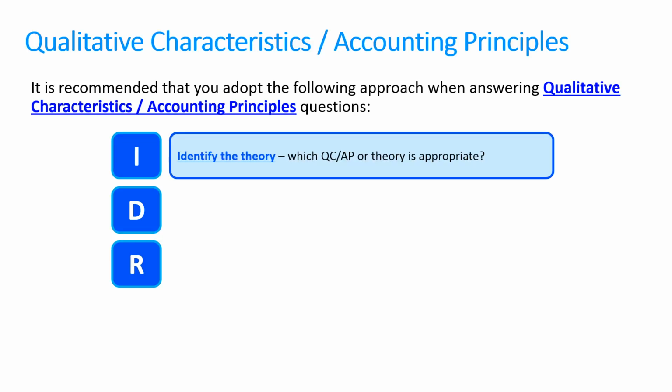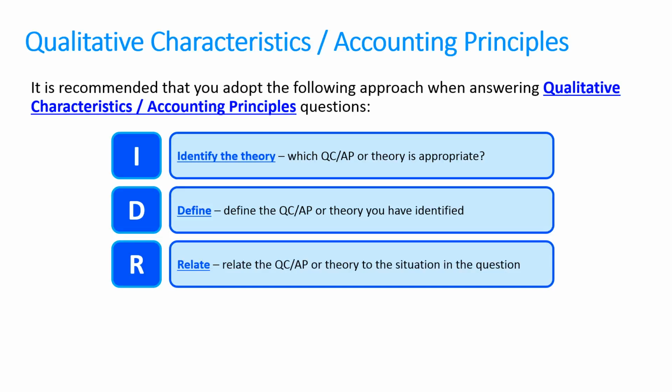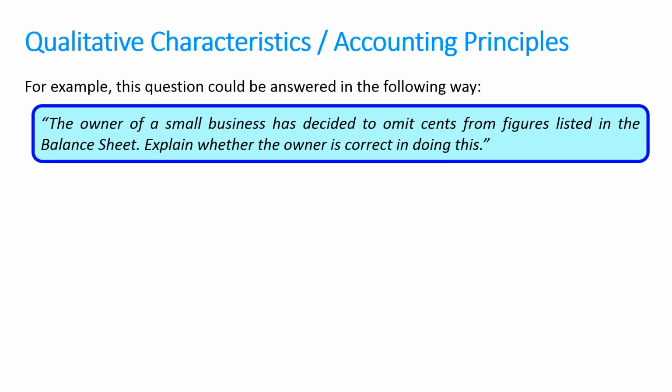So identify the theory, which qualitative characteristic or accounting principle is appropriate. Define it, so explain or show the examiner that you know what it means, and then relate it to that particular question. So let's use an example. Let's say you were asked, the owner of a small business has decided to omit cents from figures listed in the balance sheet. Explain whether the owner is correct in doing this. Now, this question does not say use a qualitative characteristic or use an accounting principle, so you'd be free to choose.